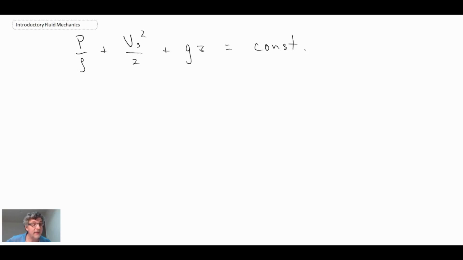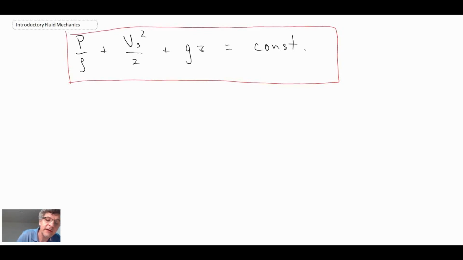So this is the Bernoulli equation. And remember I said that we were after an equation that represented pressure, velocity, and elevation. This is the Bernoulli equation. It can be used quite extensively within fluid mechanics. However, we have restrictions, and so let's write those out.